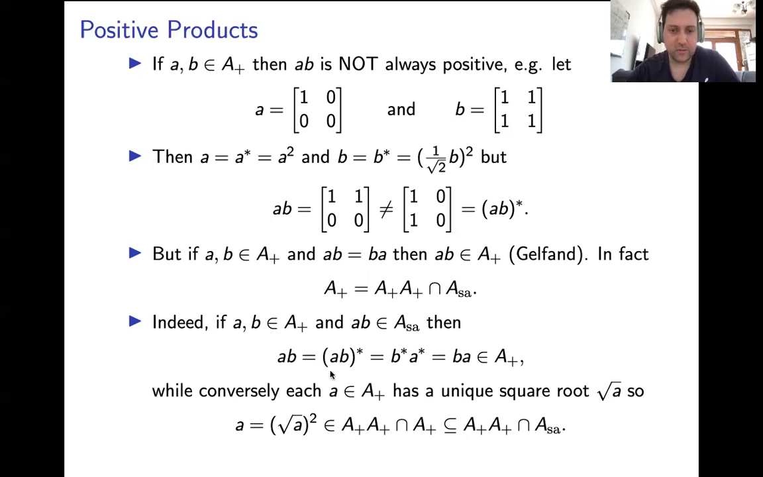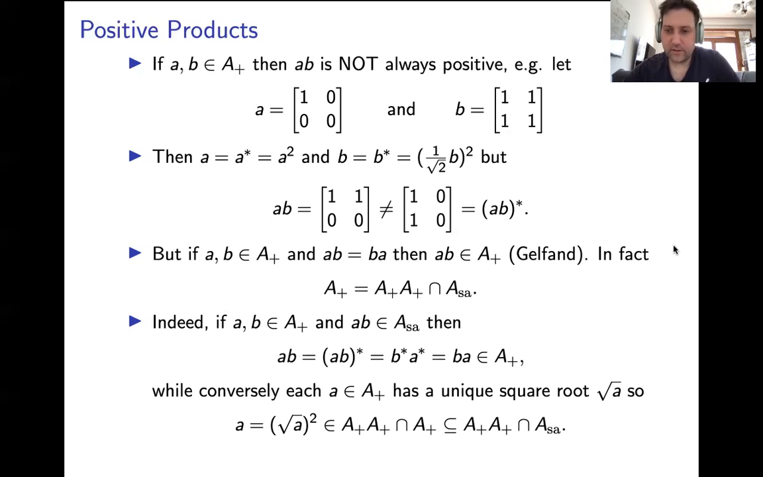But conversely, we remember that every positive element has some unique, as it turns out, square root. So in particular, every positive element is a product of other positive elements, namely the square root with itself. So these two things are exactly the same.